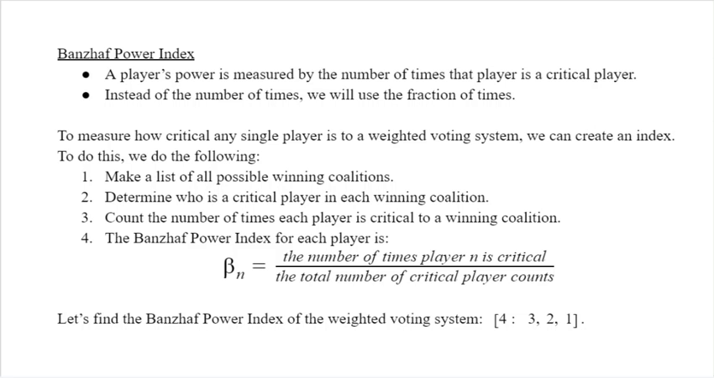So we are going to use fractions instead of whole numbers. So here are the steps. Make a list of all winning coalitions. Determine who is a critical player in each winning coalition. That's what we've already done. Then count the number of times each player is critical to a winning coalition. And then the Banzhaf power index is the number of times a player is critical divided by the total number of critical player counts. So let's go back real quick.